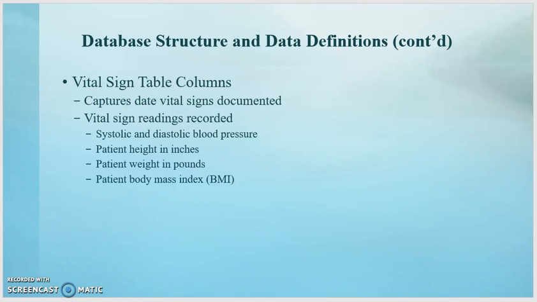The next table is the vital signs table. We know which date the vital signs were documented, and there are also some other helpful vital sign readings that we'll have, such as systolic and diastolic blood pressure, the patient's height in inches, weight in pounds, and their body mass index. This information will be really helpful for those that have a higher BMI or poor glycemic control, so that we have lots of possibilities here to structure the data and to query what you need to be able to present to your health board and their members.